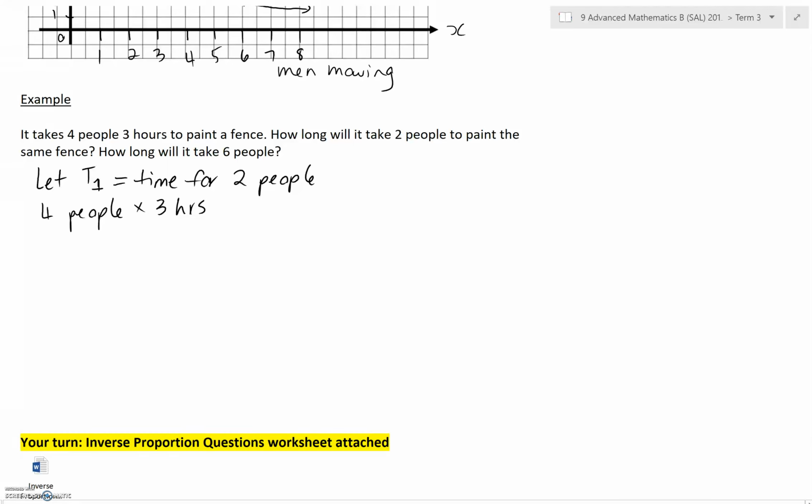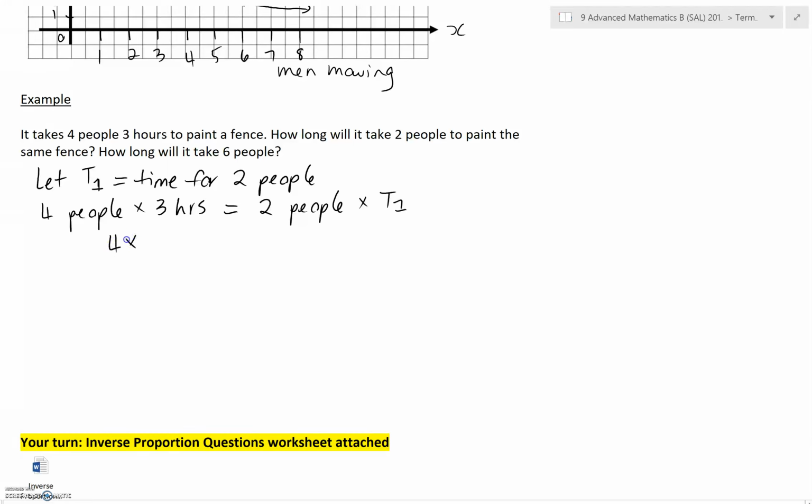So of course that's going to be 12, exactly the same as 2 people times the amount of time. And I know that because it's the same fence, so we're not dealing with a bigger quantity, but we need to know that it's going to be a different amount of people doing it. So you can see now we've written it like that. It's just turning into an algebraic equation, so we can simplify and solve as we've done before.